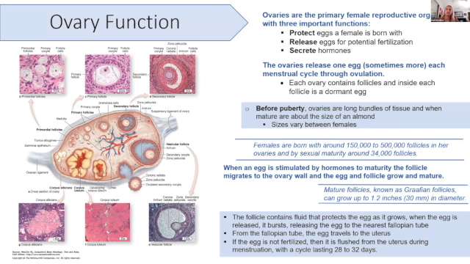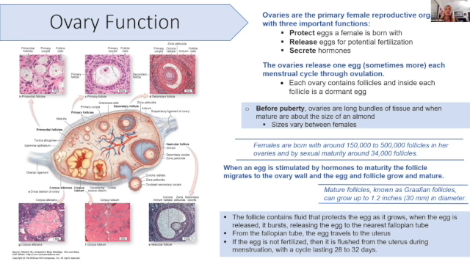Before puberty, ovaries are just long bundles of tissue, and when they mature, they become about the size of an almond, but sizes can vary between females. Typically, a female is born with two ovaries, and they contain around 150,000 to 500,000 follicles. And I found it interesting that by sexual maturity, these drop to about 34,000 follicles.